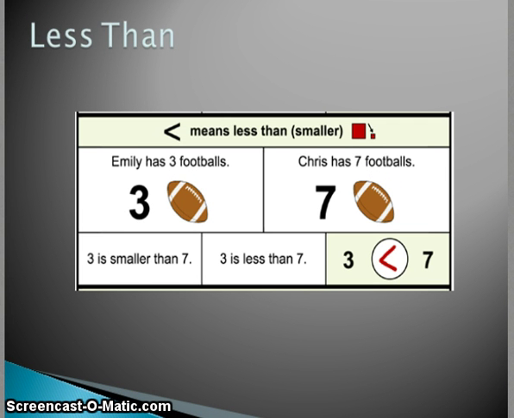All right, so here's an example of less than. Emily has 3 footballs and Chris has 7 footballs. 3 is smaller than 7. 3 is less than 7. So the small side points to the 3 and the large side goes towards the larger number. Remember, think of an alligator eating the biggest number.